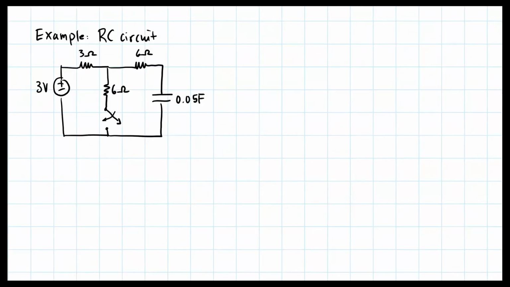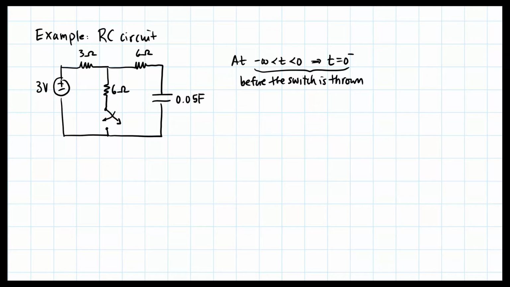To set up for PSpice, I want to do this RC circuit example where I have a 3-volt source, a 3 and a 6-ohm resistor, and a 0.05 farad capacitor. And I want to analyze the behavior of the voltage of this capacitor. So here's what we've got to do. There are 2 times that we've got to consider.